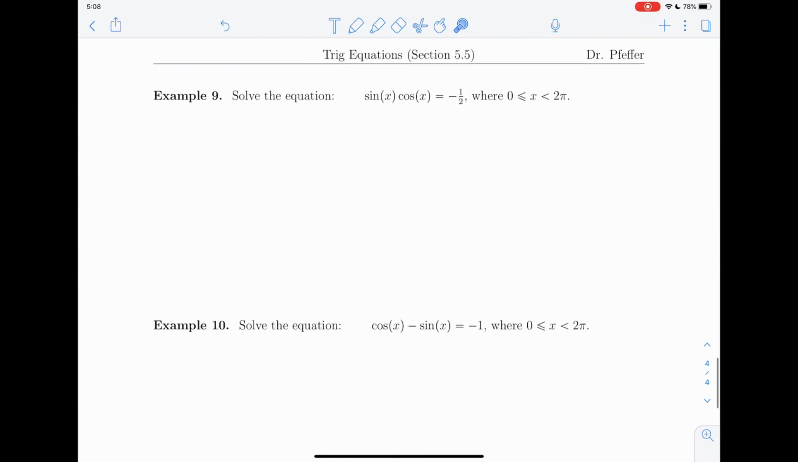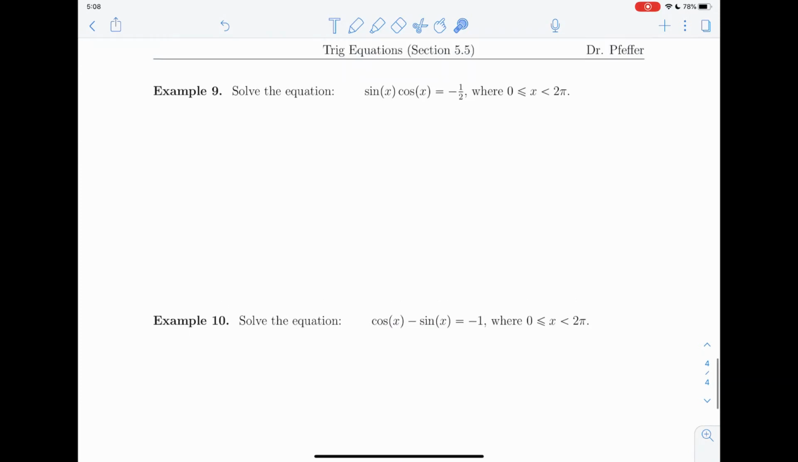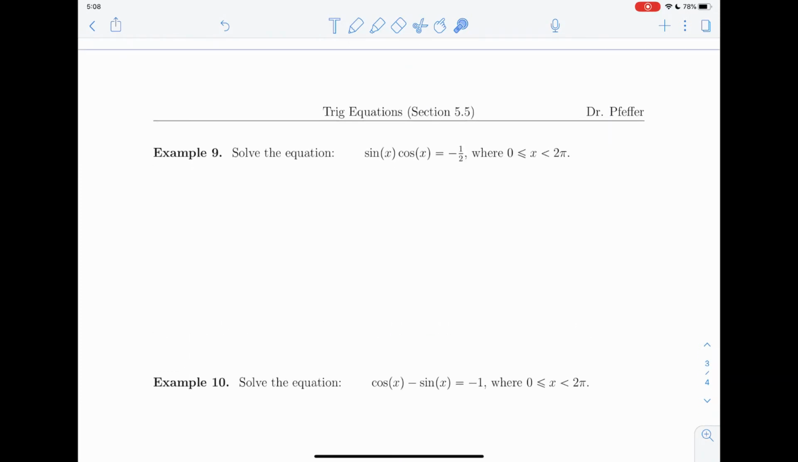Taking a look at the next example, we have sine of x times cosine of x is equal to negative 1/2. I really do encourage you to pause the video here and see what you can do about trying to solve this one on your own. And when you're ready, click back and then see how I proceed.